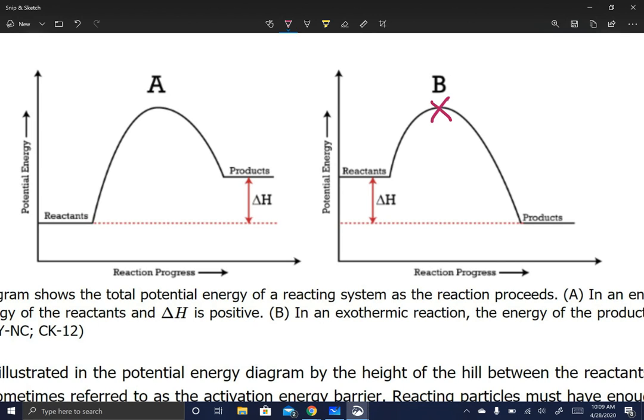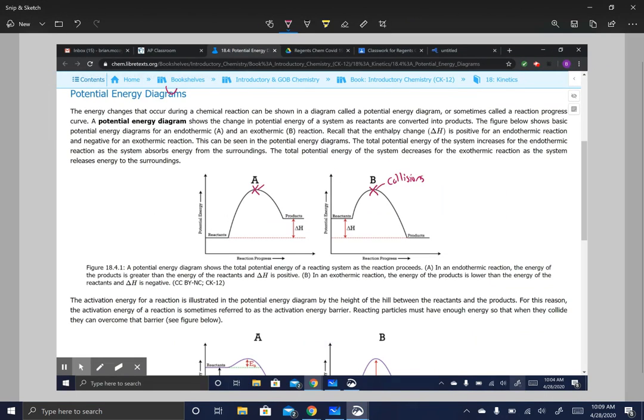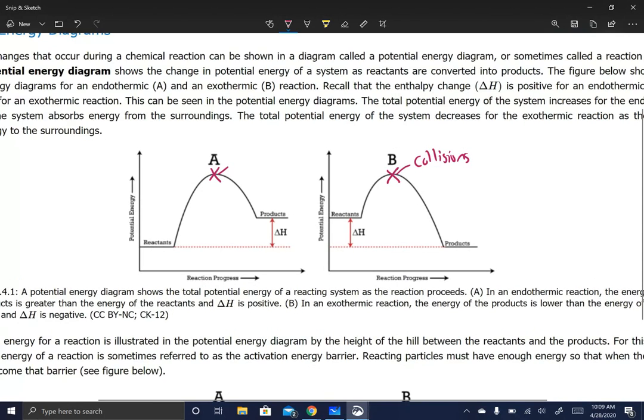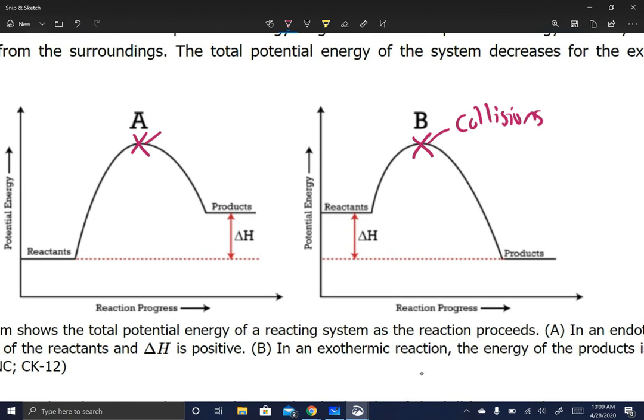All right, last thing. Right at the top of these peaks, that's where the reaction occurs. So that's where the collision theory takes place. So that's where the collisions are. So right at the top, that's where particles, reactants are colliding. And if they collide with enough energy and they have proper orientation, they make products.